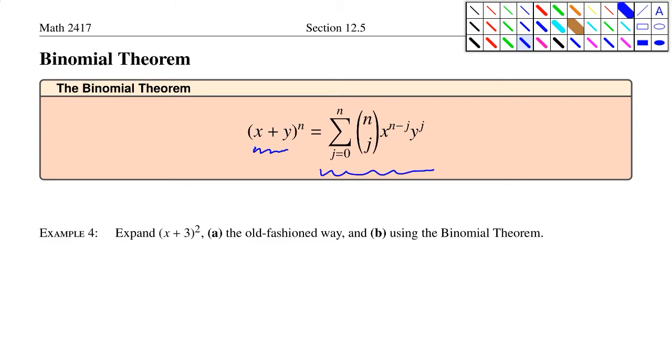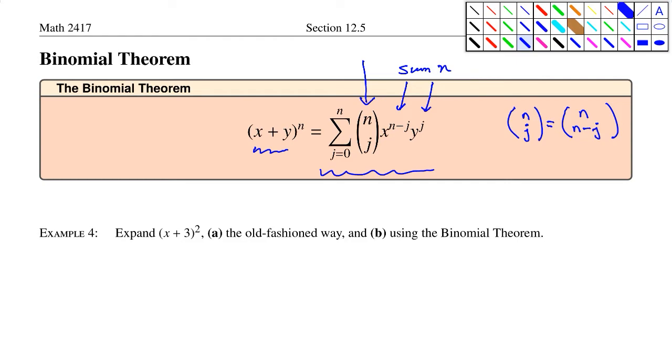The sum is j goes from 0 to n of n choose j times x to the n minus j times y to the j. So a couple of things to notice here. The powers are n minus j and j, so these add up to n. And remember that we're doing n choose j, but we've already showed that n choose j is the same as n choose n minus j. So you can sort of mix and match these binomial coefficients because they're going to be the same regardless of whether you're indexing with the x or the y, and they are symmetric.